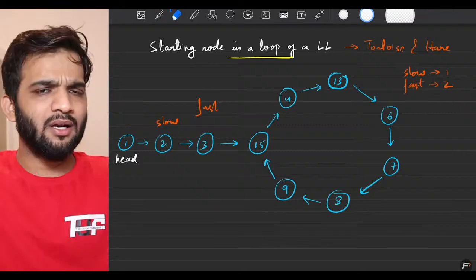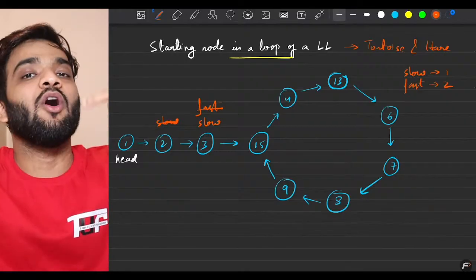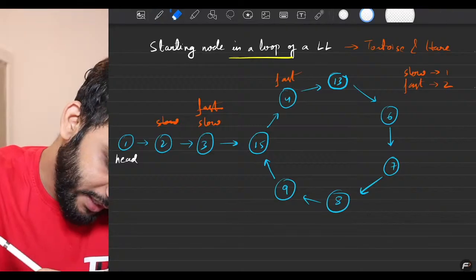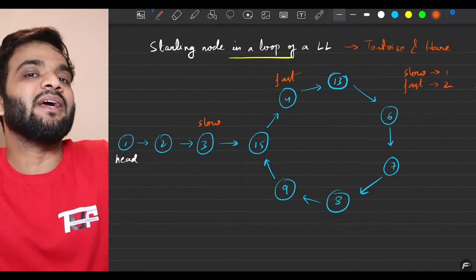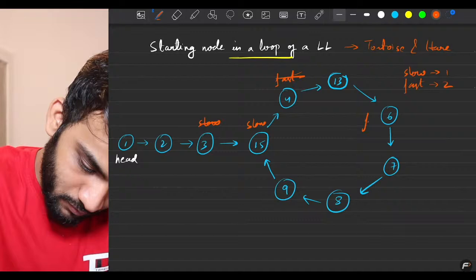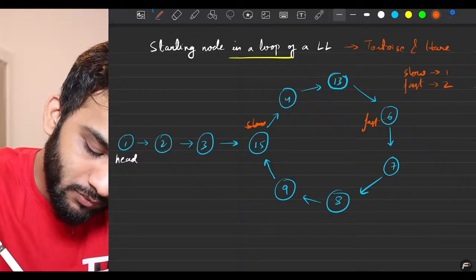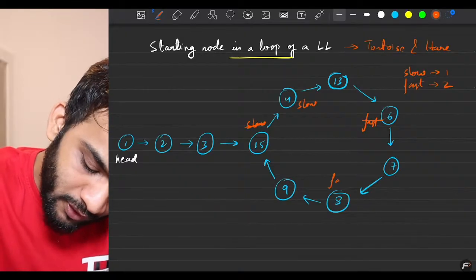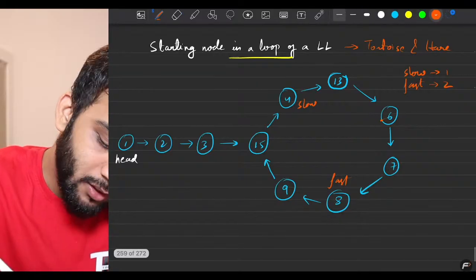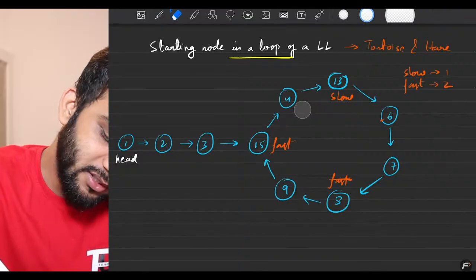Done. Let's do the next step. Slow will again move by 1 and the fast will move to next of next, 2 steps. Perfect. Let's quickly erase this. What is the next step? Slow and fast will again move. Let's quickly erase it. What is the next? Again same. The slow moves here and the fast will move here. Perfect. Again I'll be erasing this. What is the next step? The slow moves by 1 and the fast pointer moves by 2. Perfect. Let's quickly erase it.